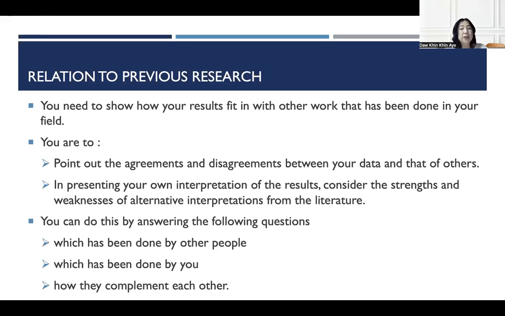Which has been done by others? You need to show the link between what you have done and what has been done by other people. Okay, that is how you can relate your research to previous research. Next, please.